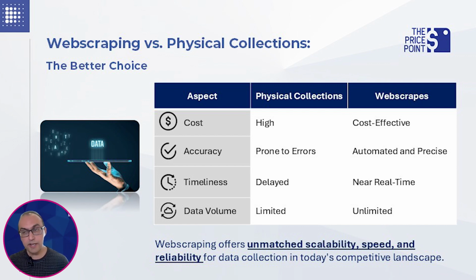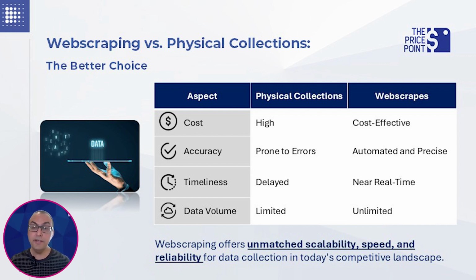You can capture data in a number of ways, but the two primary ways are physical collections and web scrapes. Physical collections involve manual audits where teams physically visit stores to collect data. While they provide a highly localized snapshot, they're often costly, time-consuming, and prone to human error. They also miss out on real-time changes.